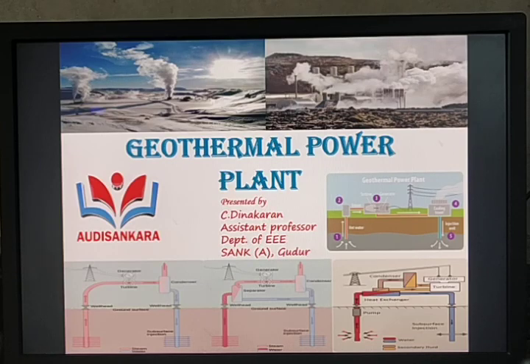There are three types of geothermal power plants. The first one is the dry steam plant. The next one is the flash cycle steam plant, and the last one is the binary cycle plant.